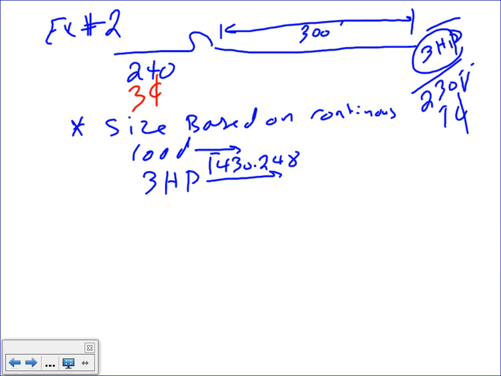Good points, though. By the table, it's going to be 3 horsepower at voltage 240 or 230. What's the full load current? 17 amps. Thank you, my friends. 17 amps. Let's go size it based on motor sizing.